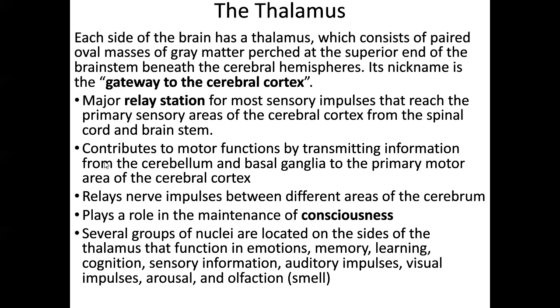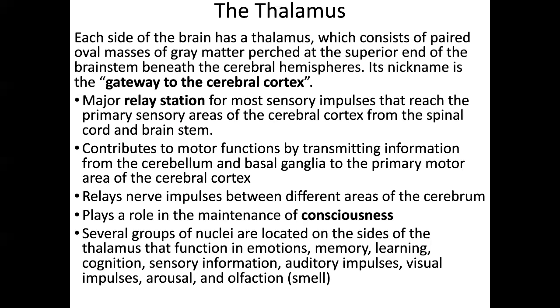So it's obviously involved with sensations and sensory function, but your thalamus is also going to contribute to motor functions, and it does so by transmitting information from the cerebellum and basal ganglia to the primary motor area of your cerebral cortex. So it helps transmit between those parts of the brain. It relays nerve impulses between different areas of the cerebrum. It plays a role in the maintenance of consciousness, which we just learned is that state of wakefulness where you're alert.